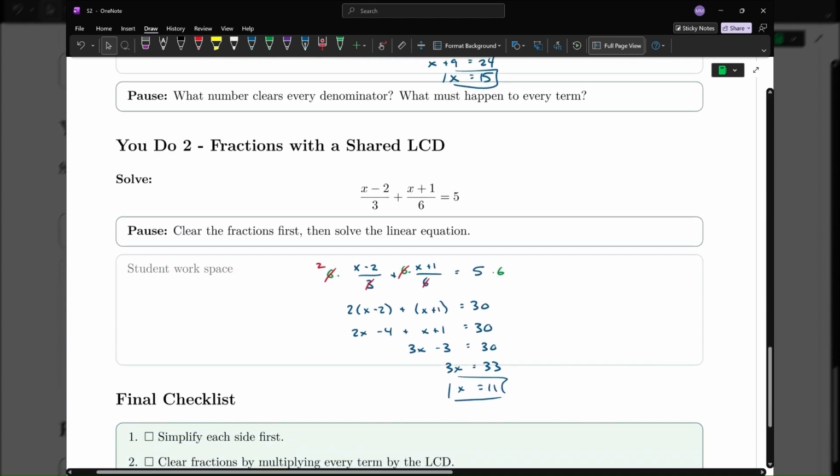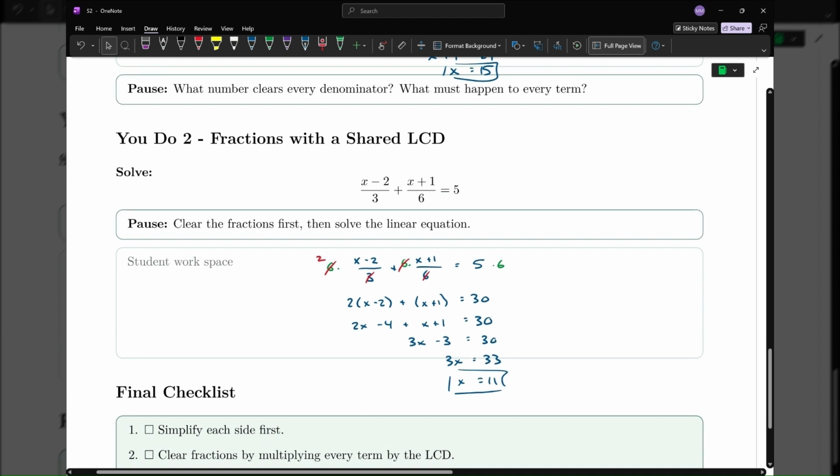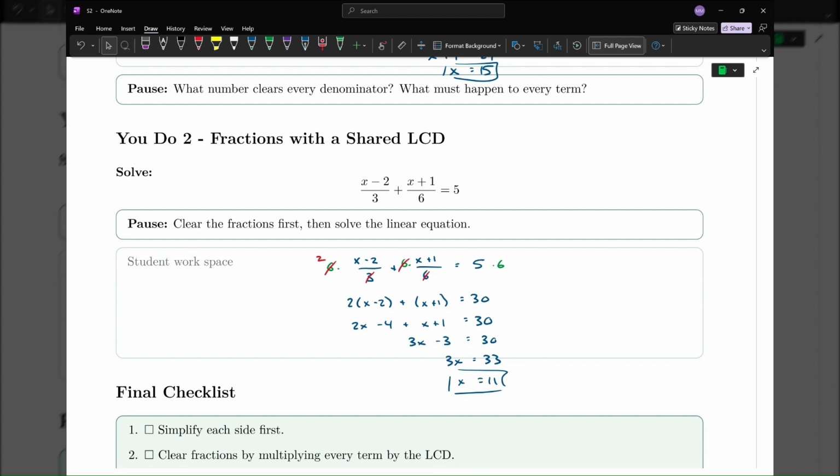Okay. So as you look at this one, I want you to note that on the one I did, I had 2 and 3, so I multiplied by 6. I multiplied everything by 2 and by 3. In this one, 3 and 6, well, they have a shared lowest common denominator, right? So if I multiply by 6, I'm actually going to fix my 3 problem as well. So I can just make my numbers a little smaller.